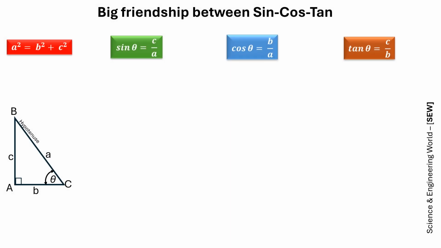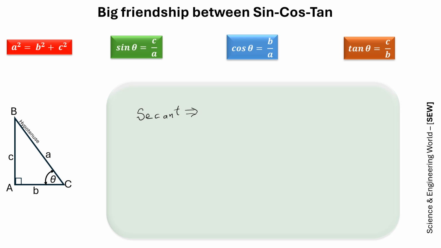We have seen three new names. The first one we saw was secant, and it is written as sec, and this is equal to 1 over cos. The second one we saw was cosecant.